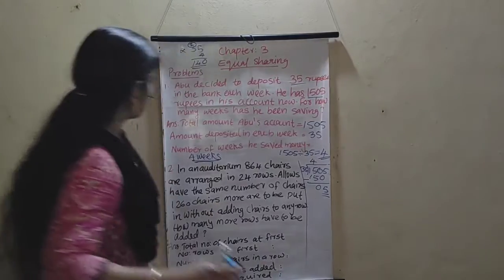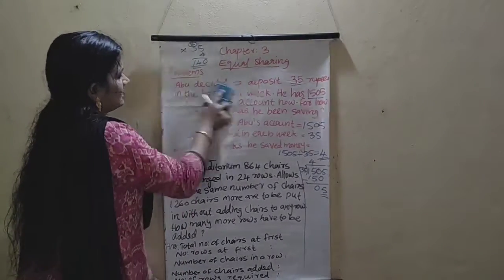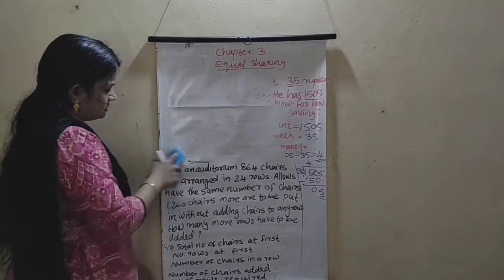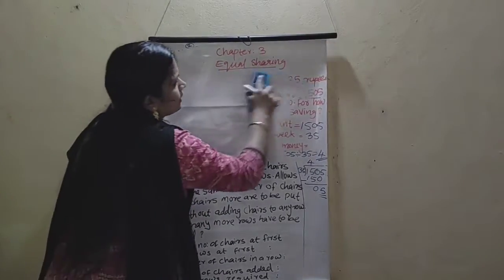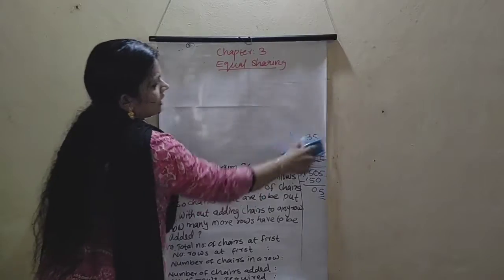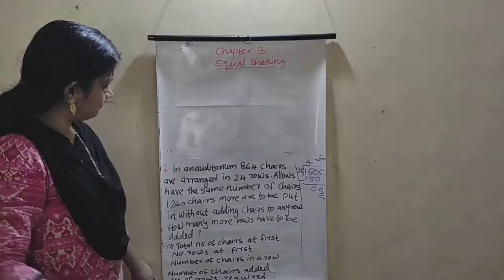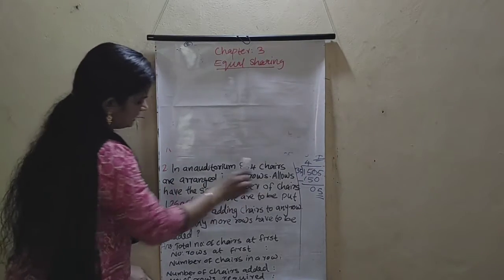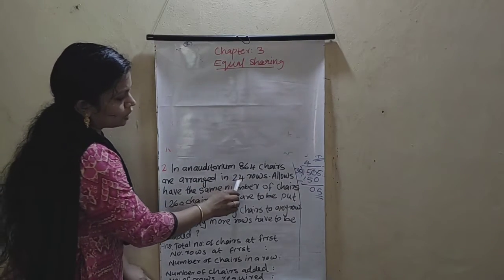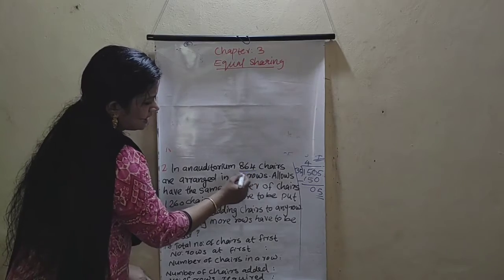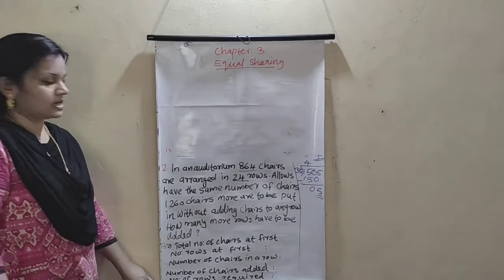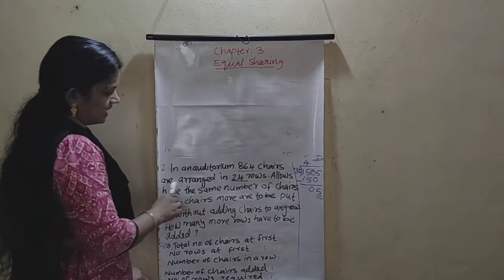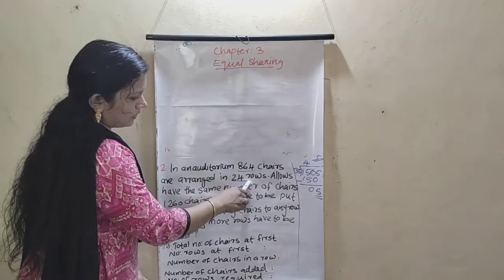Then what about the second question? No space is here, so I rub it. Then what is the second question? In an auditorium, 864 chairs are arranged in 24 rows.